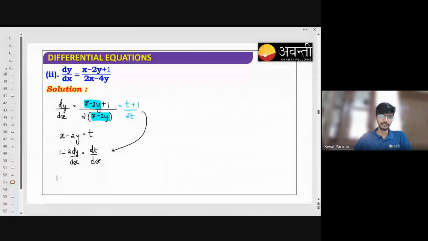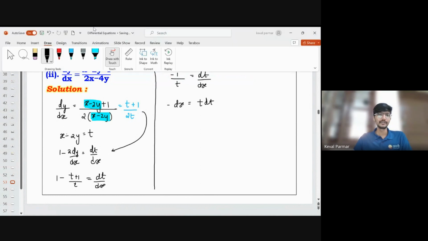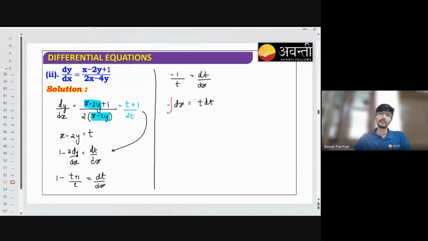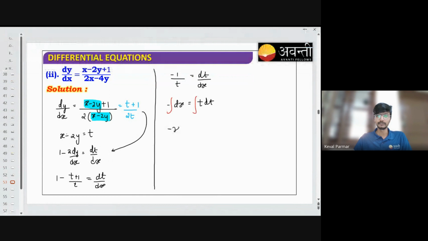So I'll get 1 minus 2 and 2 will get cancelled, t plus 1 upon t is equal to dt by dx. If I take LCM, I am left with minus 1 by t, right? Is equals to dt by dx. Very simple. Just cross multiply. So minus dx equals to t dt. Integrate both the sides. So very simple integration I got. Minus x is equals to t square by 2 plus c.